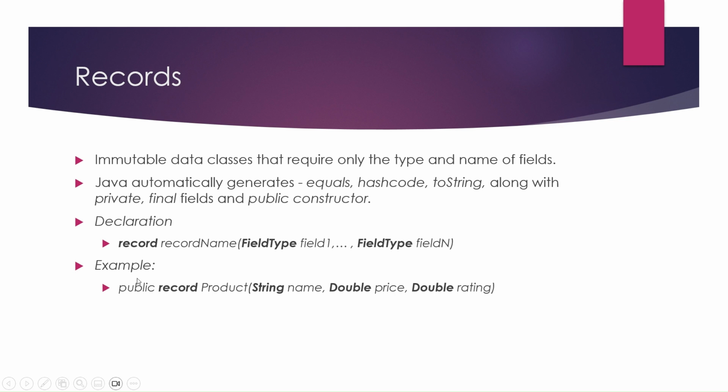Let's take an example. Let's say there is a product with fields like name, price, and rating. So using the records feature, this is how we can declare a product. First, we need to specify the product record access modifier. Here I am specifying public, the keyword record, and the record name is Product, with name, price, and rating. These are the three fields I wanted to add as part of the Product record.